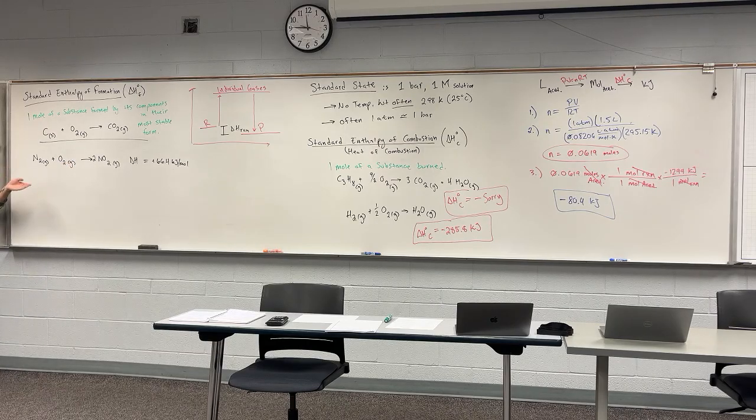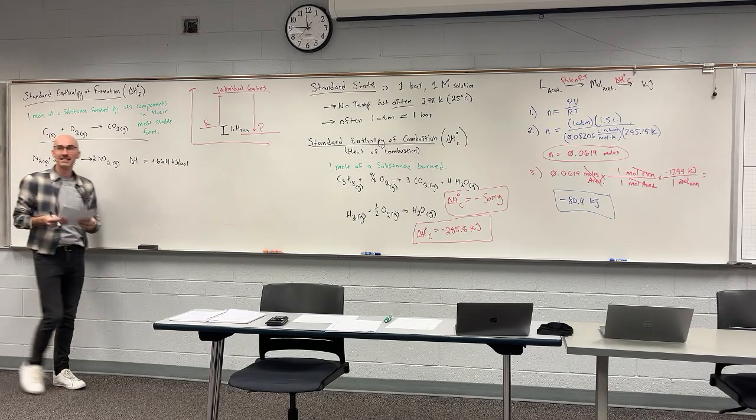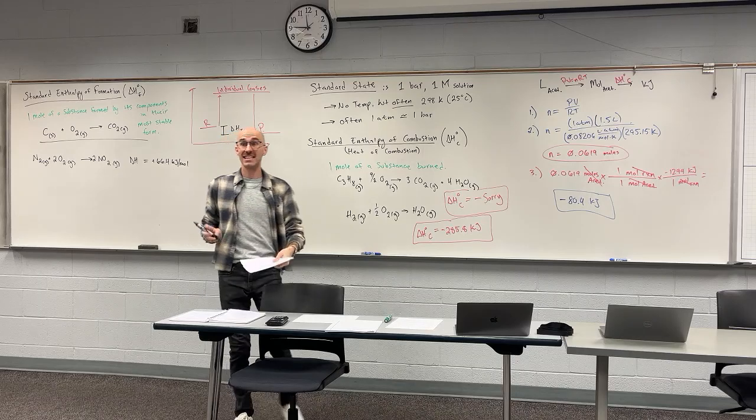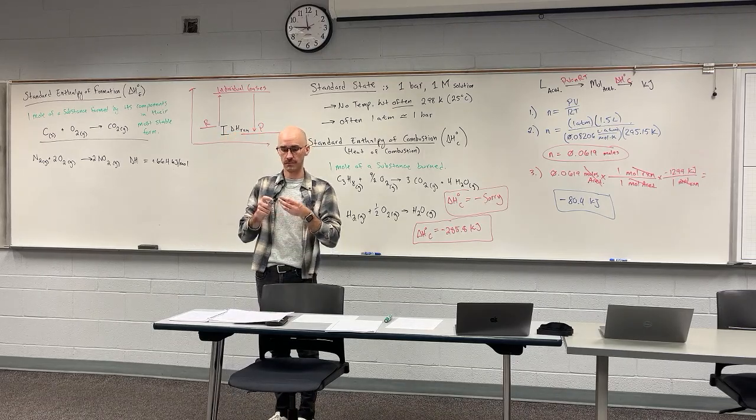Is this balanced as written? What do I need to balance? A 2 in front of the oxygen. No, you're right, sorry. 1 mole of N2 gas plus 2 moles of O2 gas would give me 2 moles of NO2. Does this follow standard enthalpy of formation?